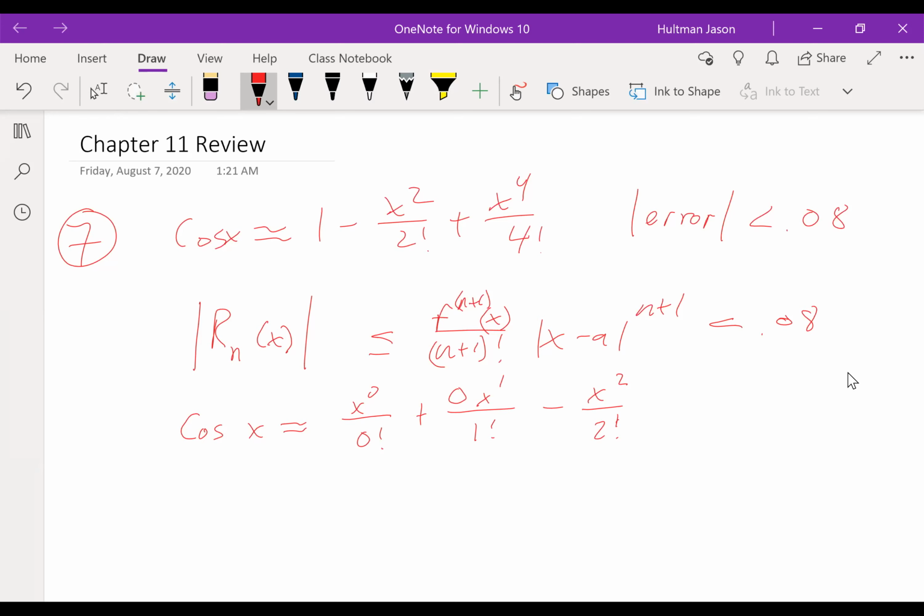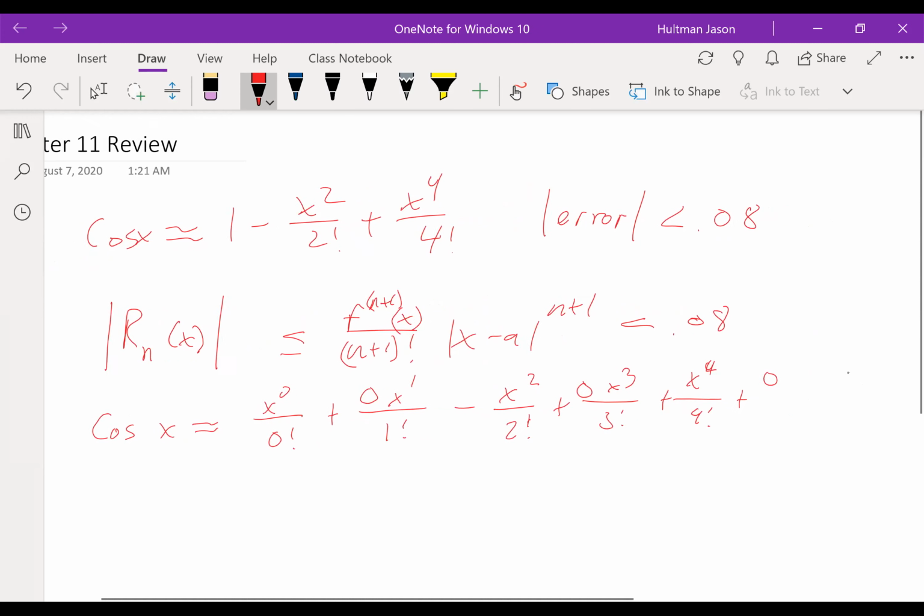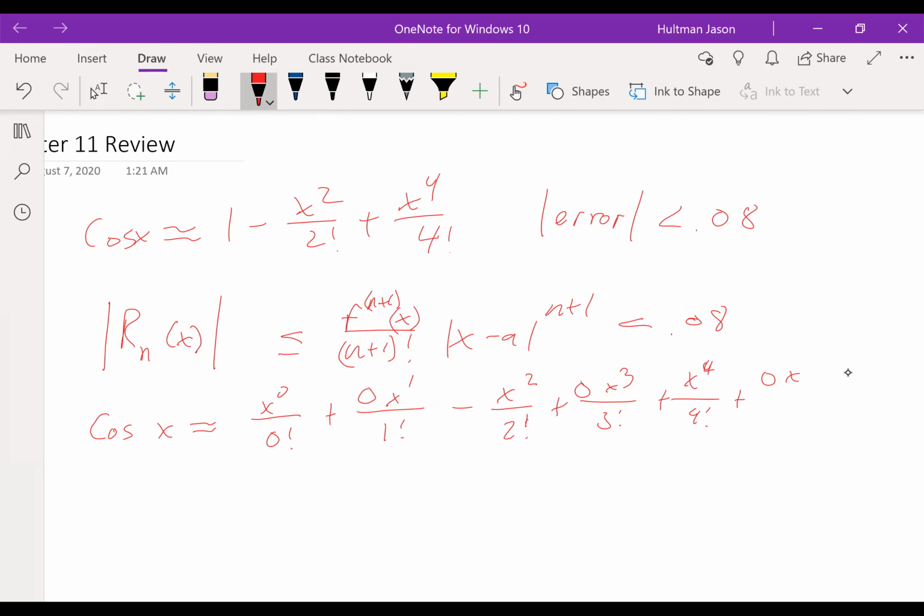Okay, plus 0 x cubed over 3 factorial, plus x to the 4th over 4 factorial, plus 0 x to the 5th over 5 factorial, minus, which goes minus, plus, minus. So the next term in the series here is minus x to the 6th over 6 factorial. Just keep in mind that it's a minus there. That's the next term in the series.